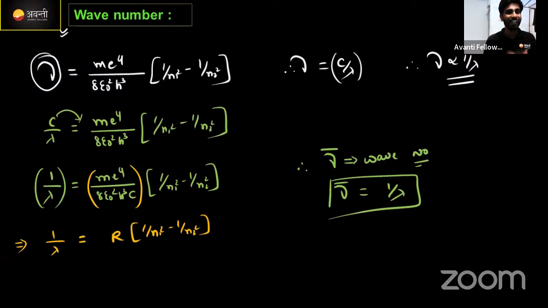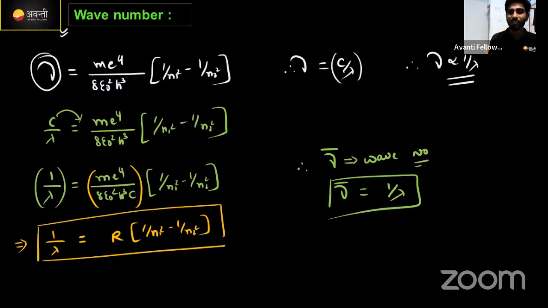In the spectral series of hydrogen atom, to find the wavelength of emitted radiation, that time we utilize this equation. I told you that we are going to solve everything here. Here is the solution. 1 by lambda will be equal to R into 1 by n1 square minus 1 by n2 square.